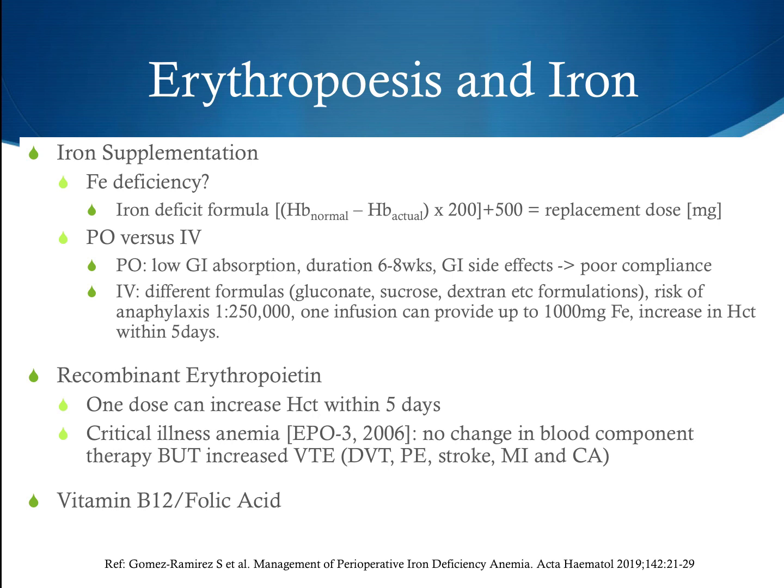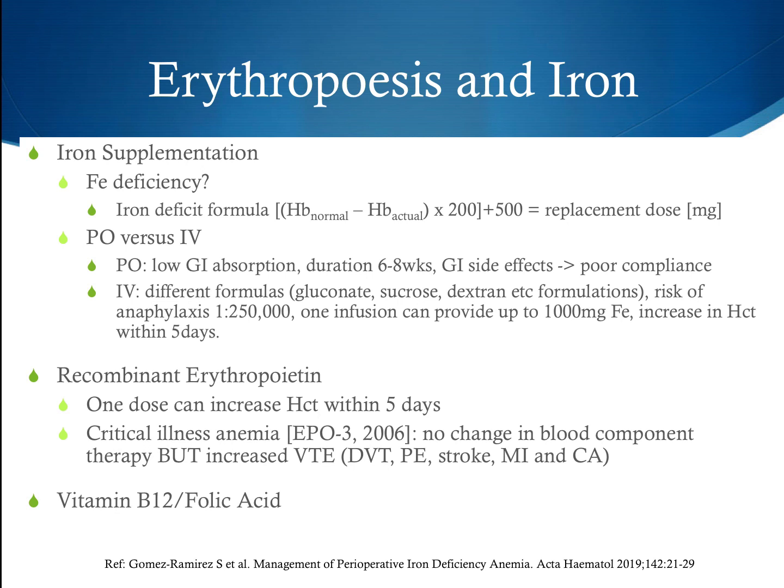There were 3 trials addressing the use of erythropoietin in critically ill patients. EPO 1 and 2 were done before the TRICC trial, which has significantly changed our transfusion practices. So the most relevant, EPO 3, was done in 2003 to 2006. It investigated the use of high-dose recombinant erythropoietin on patients with critical illness anemia.